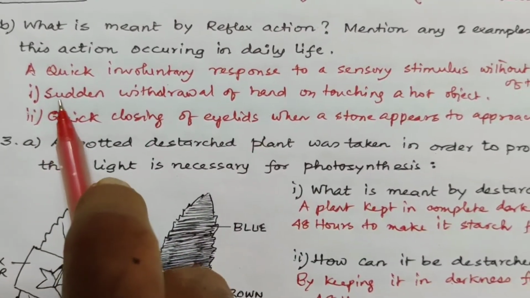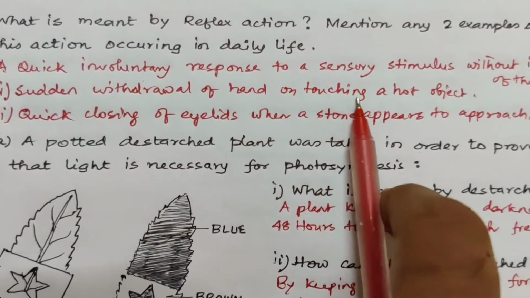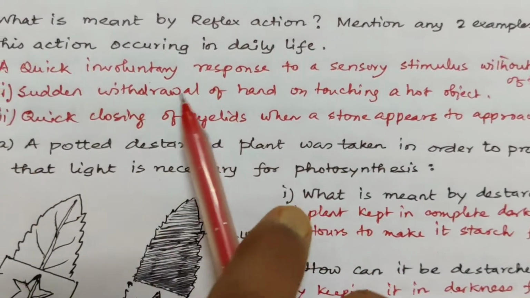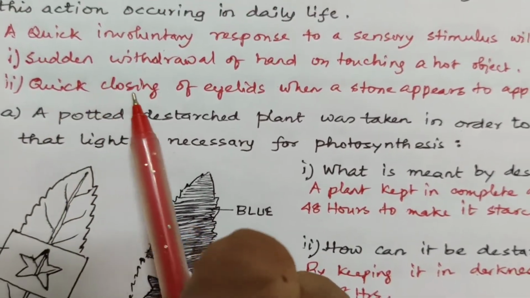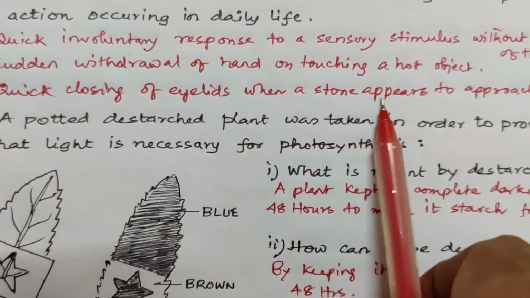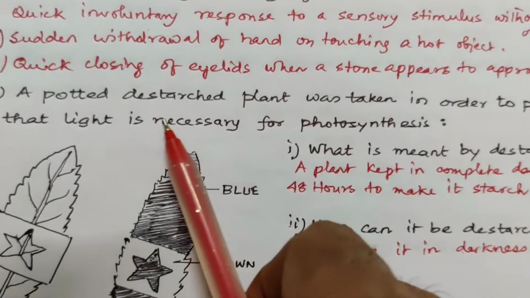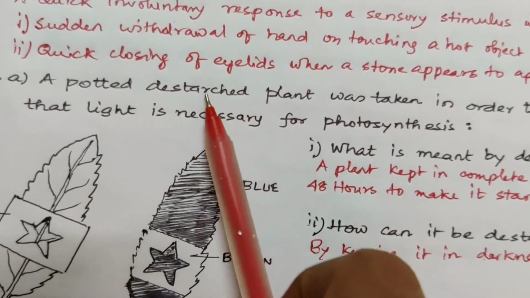Examples from daily life: a sudden withdrawal of the hand on touching a hot object. Whenever you touch a hot object, you have to withdraw your hand out of reflex. Next is quick closing of eyelids when a stone appears to approach you. That is also out of reflex.